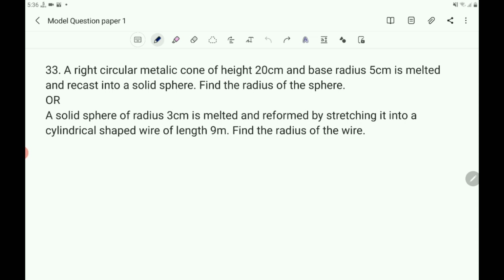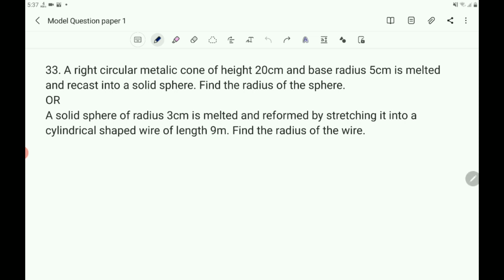What is that question? A solid sphere of radius 3 centimeter is melted and reformed by stretching it into a cylindrical shaped wire of length 9 meter. Find the radius of the wire. Here there is no necessity of writing the answer to both questions. Write the answer to only one question. But here I will solve both questions. Now let us solve the questions one by one.